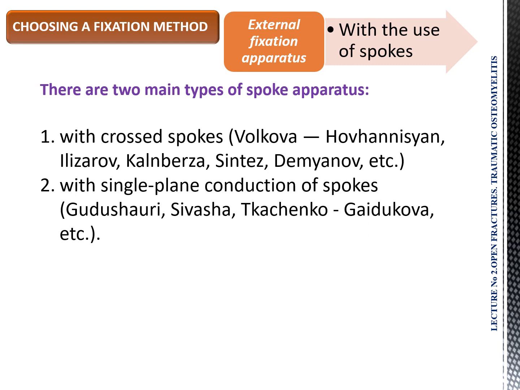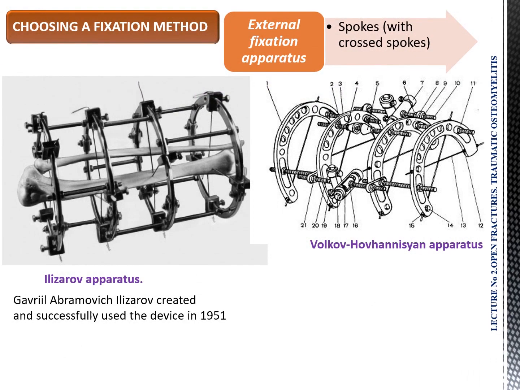This is the Kulber device, not made of metal but of textolite, and the Volkov-Oganesyan apparatus. We'll see it on the next slide. In addition, there are devices with single-plane spokes. So, devices with crisscrossing spokes: the Ilizarov apparatus. Gavriil Abramovich Ilizarov created this device in 1951. It was probably one of the most widely used external fixation devices in our domestic traumatology.